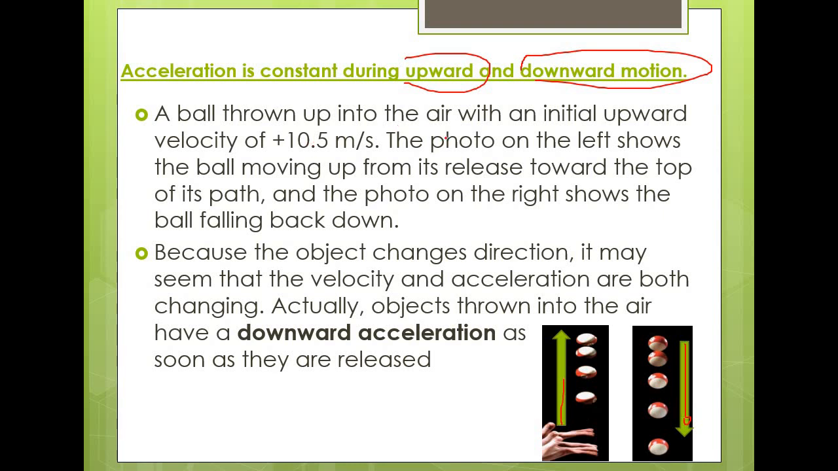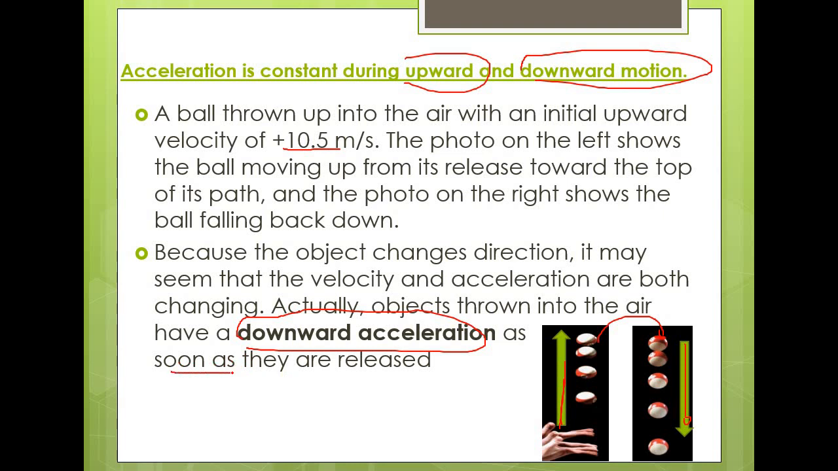A ball is thrown up into the air with an initial upward velocity. So it is thrown upward with initial velocity 10.5 meters per second. The photo on the left shows the ball moving up from its release toward the top of its path, and the photo on the right shows the ball falling back down. Because the object changes direction, it may seem that the velocity and acceleration are both changing. Actually, objects thrown into the air have a downward acceleration as soon as they are released.